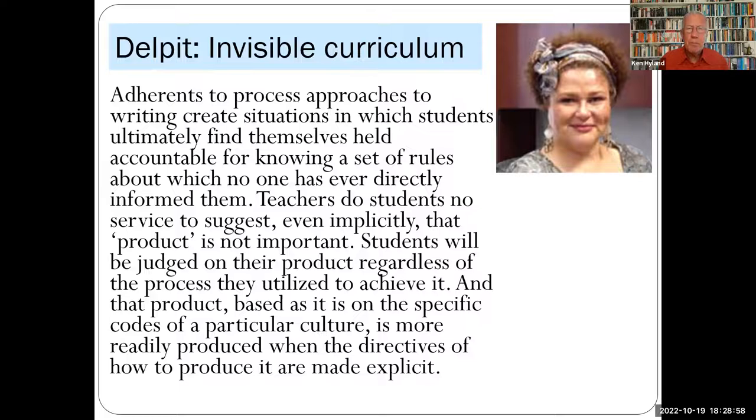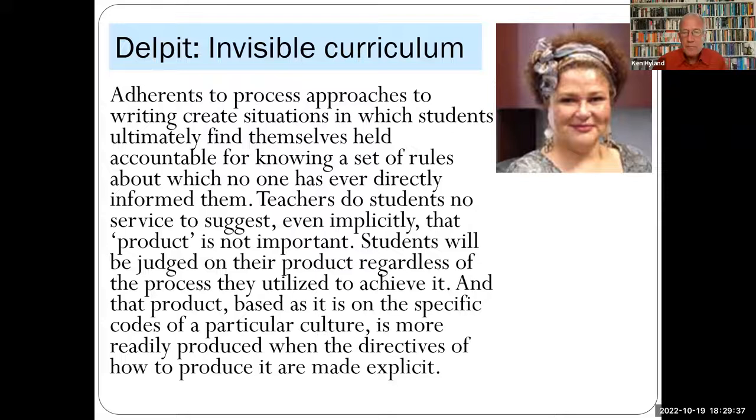And Lisa Delpit puts this very well when she says, adherence to process approaches to writing creates situations in which students ultimately find themselves held accountable for knowing a set of rules about which no one has ever directly informed them. Teachers do students no service to suggest, even implicitly, that product is not important. They're going to be judged on their product regardless of the process used to achieve it. And that product, based as it is on the specific codes of a particular culture, is more readily produced when the directives of how to produce it are made explicit.